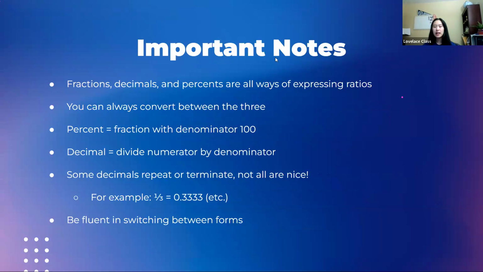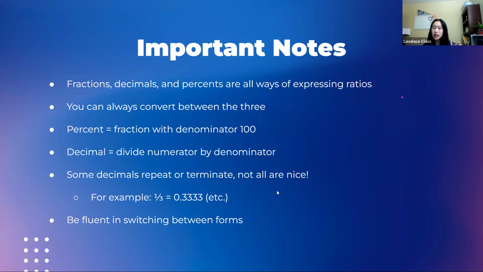Okay, so some important notes: fractions, decimals, and percents are all ways of expressing ratios or dividing. And it's really easy to convert between the 3. A percent is like a fraction, but the denominator of that fraction is, sorry, it's 100. And then you just take the numerator and add the percent sign. A decimal is when you fully divide the numerator by the denominator and do long division, which I'll also show later. Some decimals repeat or terminate, so not all of them are really nice.